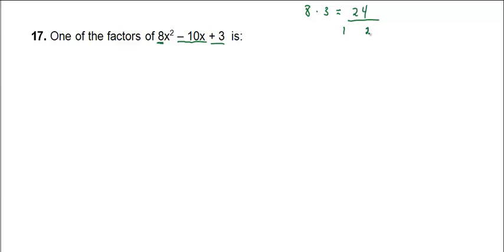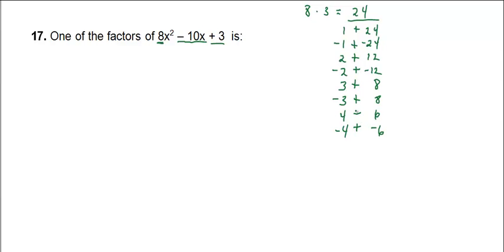So that's 1 times 24, negative 1 times negative 24, 2 times 12, negative 2 times negative 12, 3 times 8, negative 3 times negative 8, 4 times 6, and negative 4 times negative 6. So again, I've written down all of the factors of positive 24. Now I'm looking for the pair that adds to equal our middle term of negative 10.